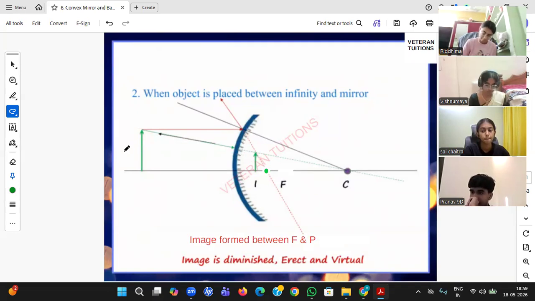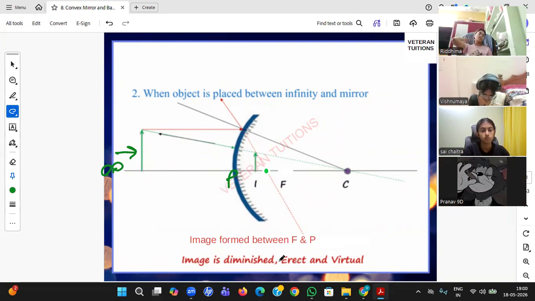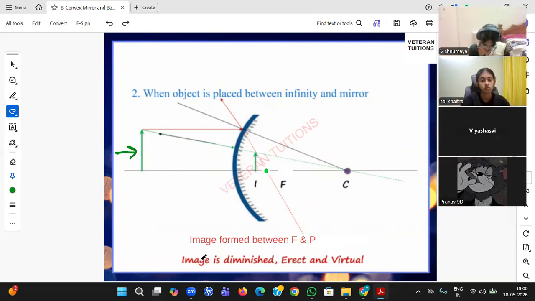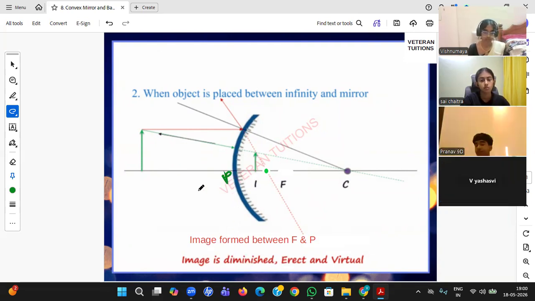Case number 2. Okay. So from infinity to pole, all comes under case number 2 only. And these are the properties: diminished, erect, virtual, and the image is formed between pole and focus. You take any ray. Try to take the ray which you are comfortable in drawing.